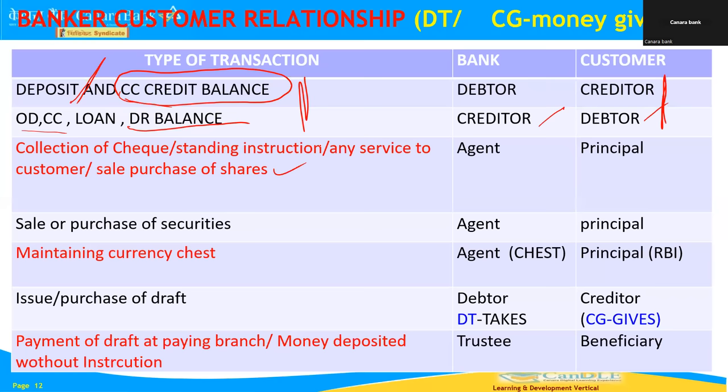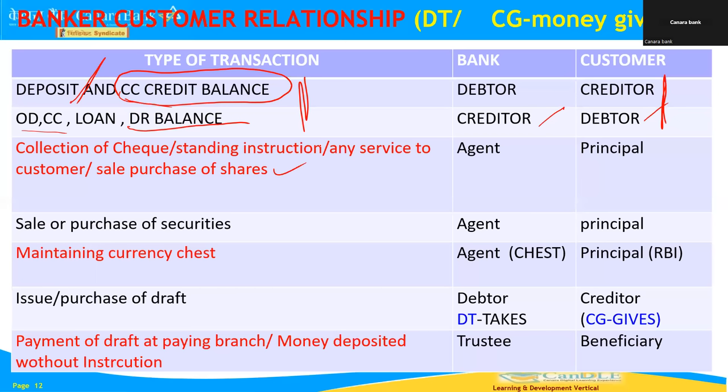Like this, whatever instructions or whatever collecting or anything, if the customer is giving to the bank, always remember principal is customer, agent is bank. Now you see the example, standing instructions, who will give? Borrower, customer will give. He is the principal. Who is executing? Bank, you are the agent. Any service to customer, also the same. Sale, purchase of shares, your customer has told, please purchase some shares for me. He is the principal, you are the agent. So in all these situations, customer is principal, bank is agent.